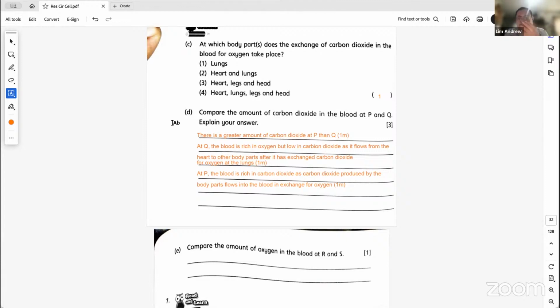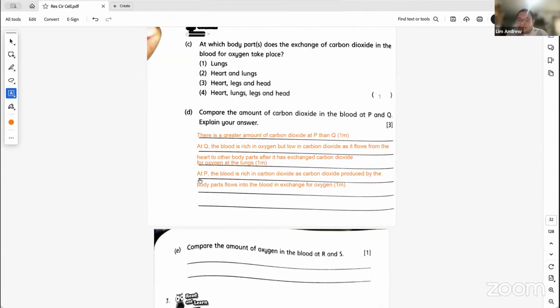Second mark, you have to explain the location. So every location that you see at P and Q each carry another 1 mark. So therefore at Q, the blood rich in oxygen but low in carbon dioxide as it flows from the heart to all other body parts after it exchanged the carbon dioxide for oxygen in the lungs. Even if you write exchange, you still get wrong because the keyword is flows. You must flow and exchange.